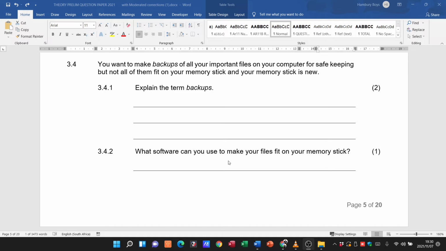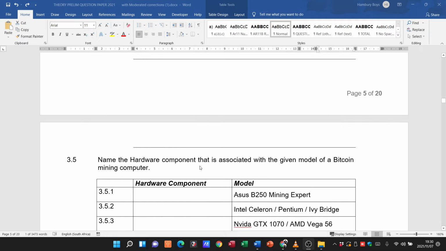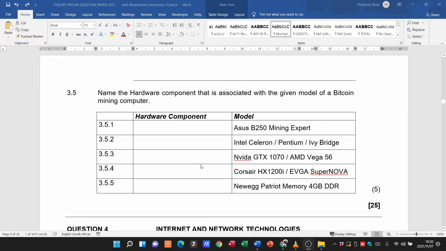3.4.2, what software can you use to make your files fit in a memory stick? Simple answer, I can use any form of compression software, things like WinZip or WinRAR. They are there to compress, so in other words, simply make the size of that folder smaller without actually damaging the data.